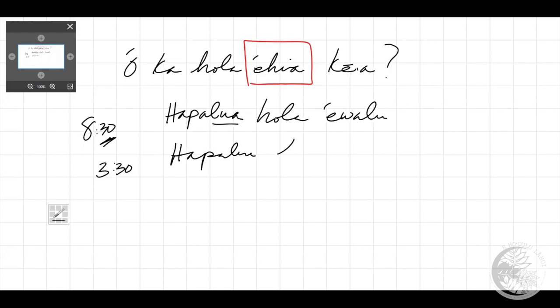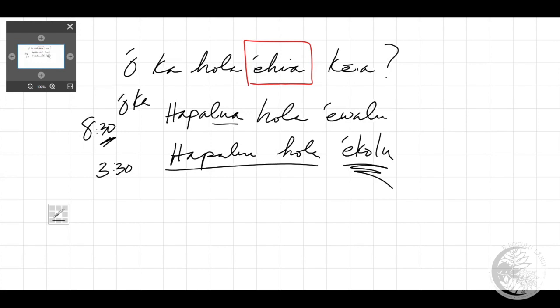If I wanted to say, for example, 3:30, again, hapalua Hola ʻEkolu. So whatever is the hour, we're just adding on this idea of the hapalua Hola in front of whatever that hour is to make it that 30. And likewise, commonly also, you may have the oka in front also. Oka hapalua Hola ʻEvalu. Oka Hola ʻEhia Kaʻeo, Oka hapalua Hola ʻEkolu.